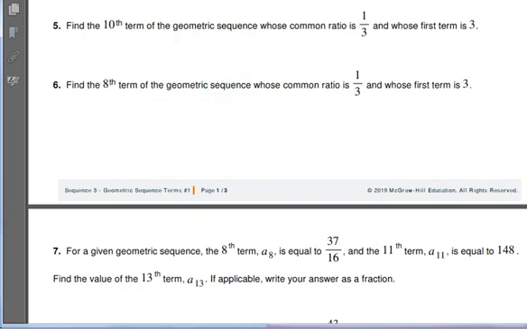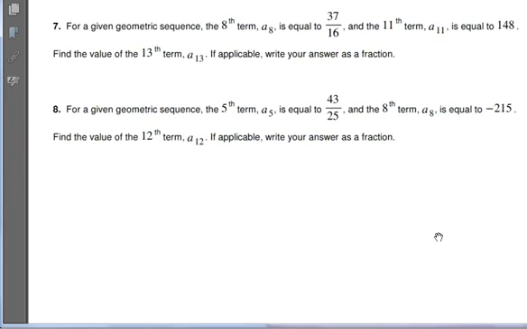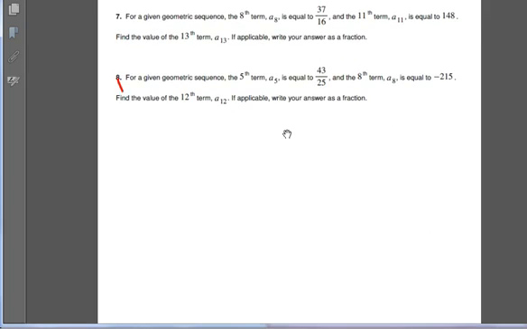Okay. One more problem. Here we go. It's going to use that last formula that we talked about. So I'm going to scratch out this other guy right here. This is a situation where we're given two terms and then they want us to find another term, but they don't give us the first term and they don't give us the common ratio, so the explicit formula one is really not going to help us out a lot here.